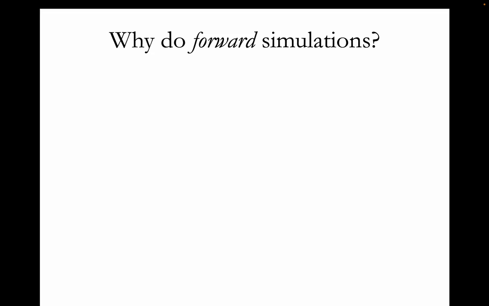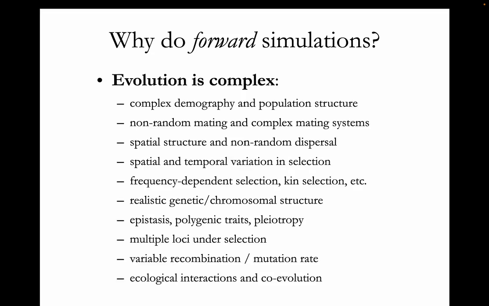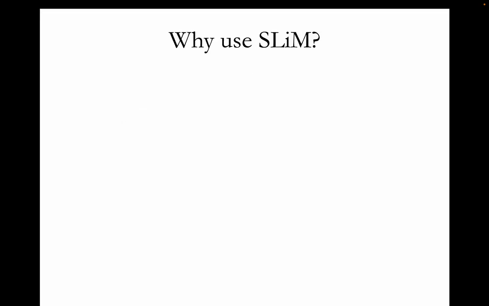There are other ways to approach population modeling, such as analytical models and coalescent simulations, so why do forward simulations in particular? The answer is essentially that evolution is complex. Real-world biology typically involves all sorts of complexity, such as the examples listed here, that are hard to handle in analytical or coalescent models, especially if not just one but several of these types of complexity are important. If you want to model a system with this kind of complexity, forward simulation is often necessary, even though it can be time-consuming and complex.